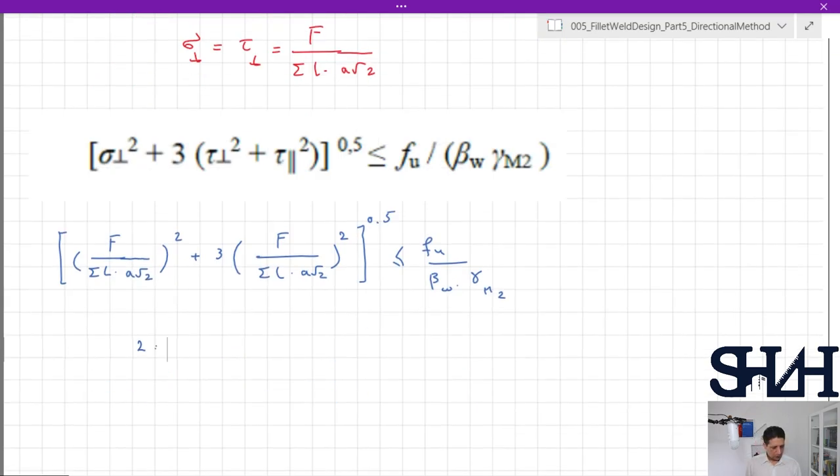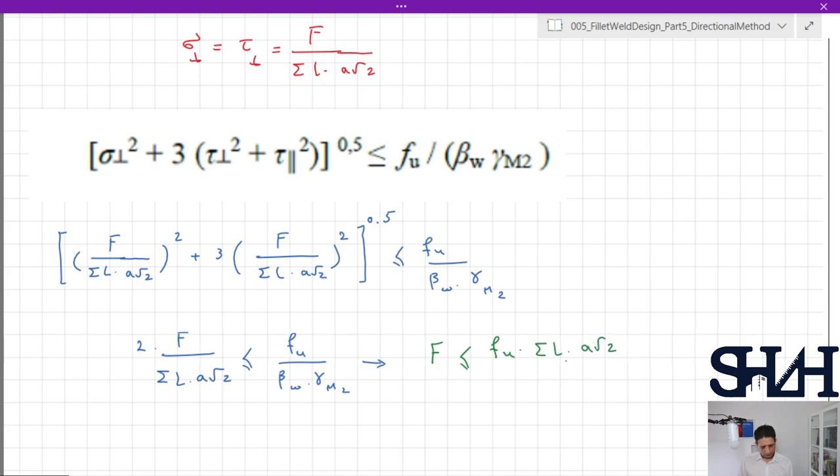This will be 2 times F divided by sigma L times A square root of 2 should be less than Fu divided by beta W times gamma M2. And from here we can find out F should be less than Fu times sigma L times A square root of 2 divided by 2 times beta W times gamma M2. So it means that if you have a specific weld throat thickness like A, then the force needs to be less than this value.